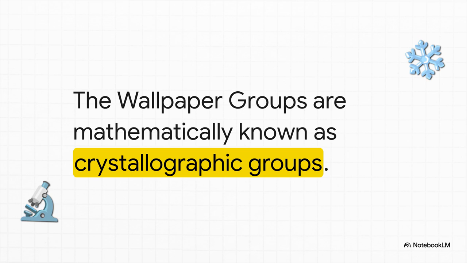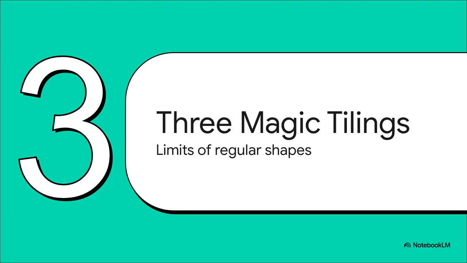A mathematician named Fedorov was actually the first to classify these 2-dimensional groups way back in 1885. And this classification is literally fundamental for crystallographers who study the atomic structure of crystals. So the exact same math that gets you a nice-looking bathroom floor is also helping scientists understand the molecular makeup of solid matter. Pretty cool, right? But what happens when we start restricting the rules? Which brings us to part 3, the 3 magic tilings, exploring the strict limits of regular polygons.